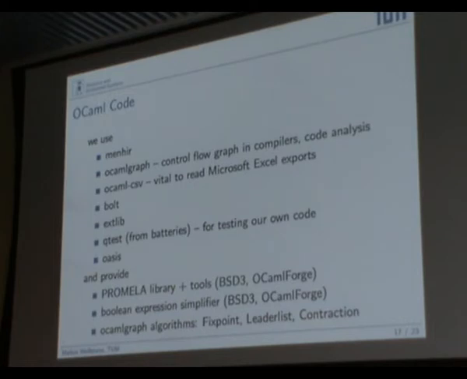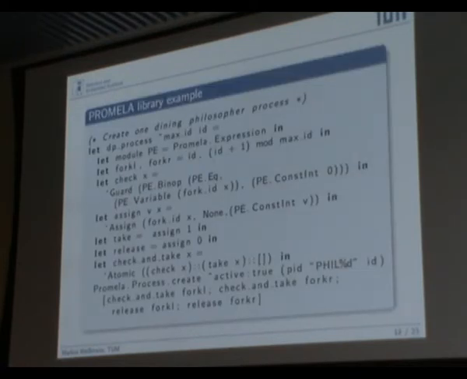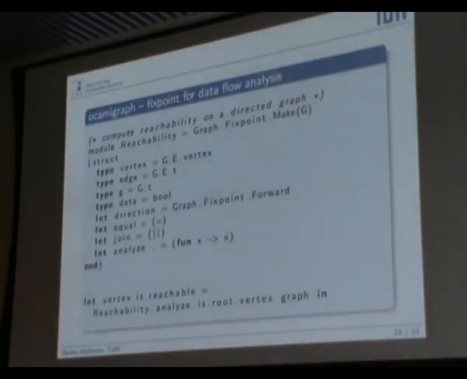Then we have a Boolean expression simplifier. We also released it on OCamlForge, and we supplied some modules for OCaml graph, namely the fixed point, linearist, and contraction algorithms. And how much time do I have left? Like 2 minutes? Okay, then I will speed up. I will leave that alone, but I will show this because it's so nice.